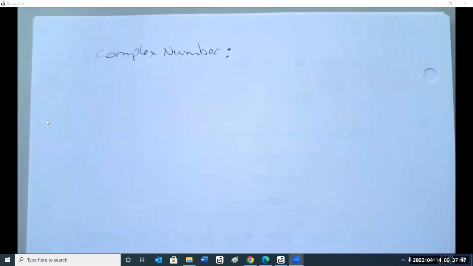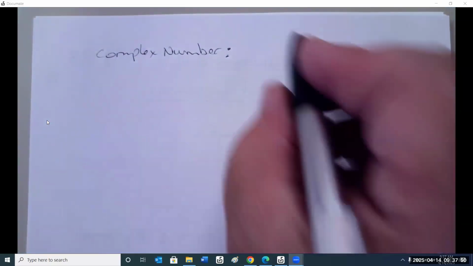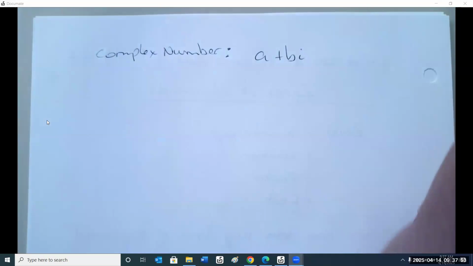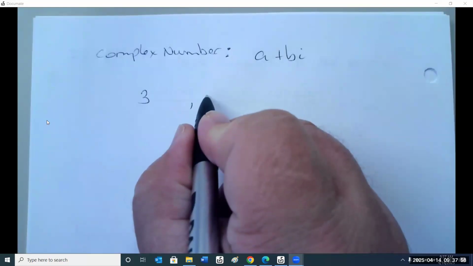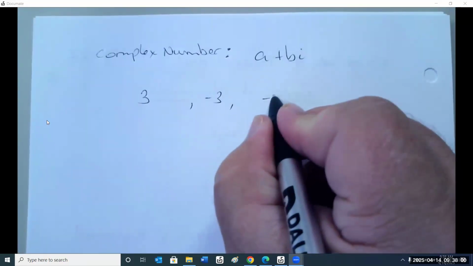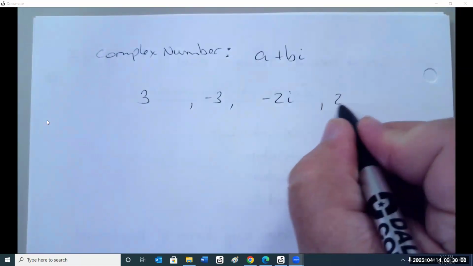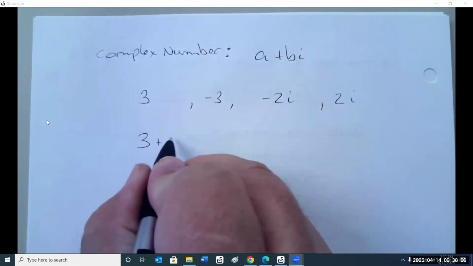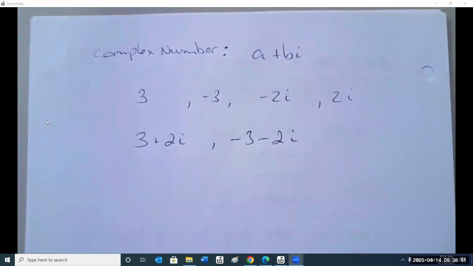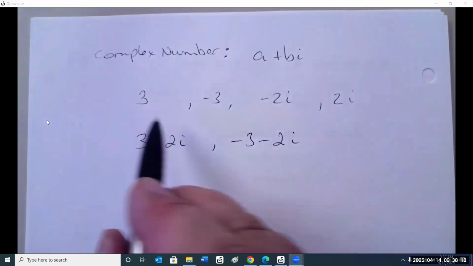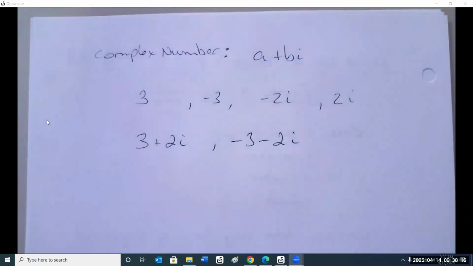What is a complex number? What does a complex number look like? A plus bi. So a complex number could be 3. It could be -3. It could be -2i. It could be 2i. It could be 3 plus 2i. It could be -3 minus 2i. It could be any combination of those. So it covers the integers and the imaginaries.